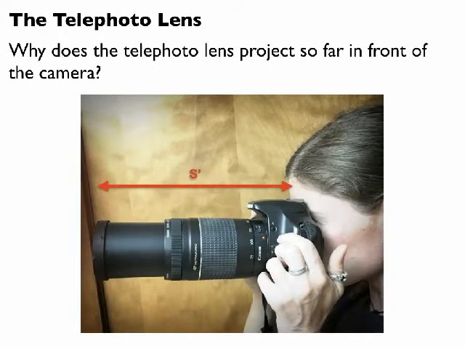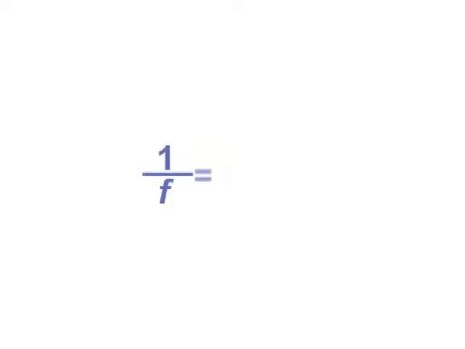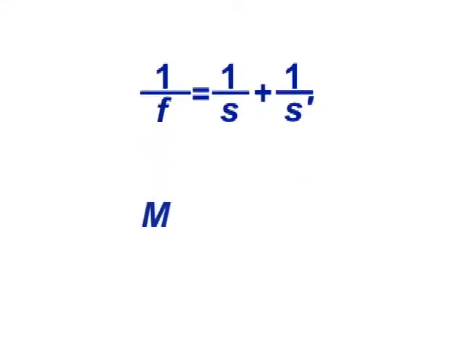This is a picture of someone using a telephoto lens. And you use a telephoto lens to take a picture of a distant object. This relationship applies. Magnification is equal to h prime over h. That's just equal to negative s prime over s.